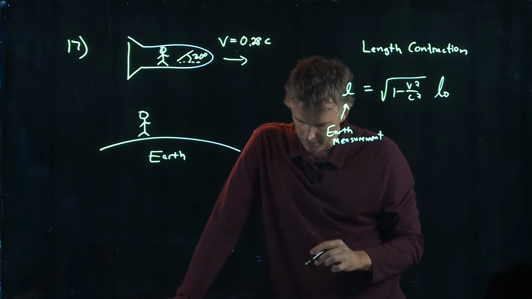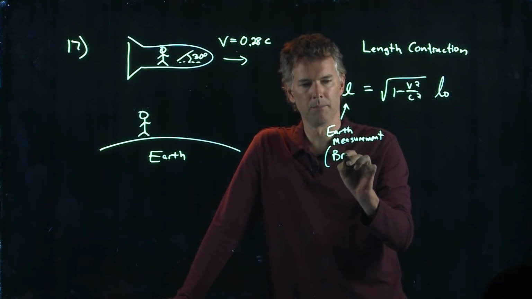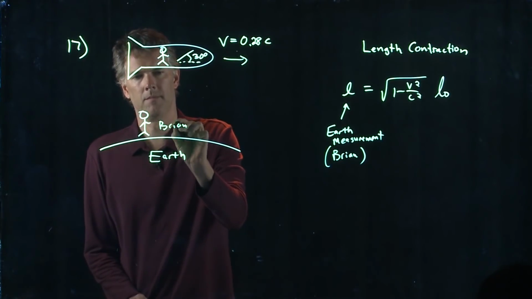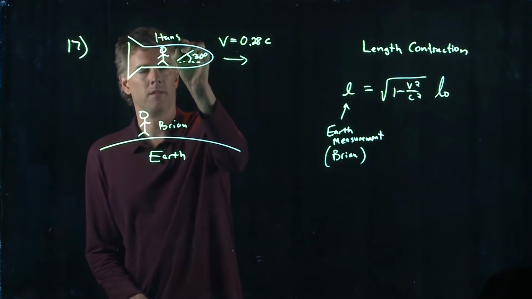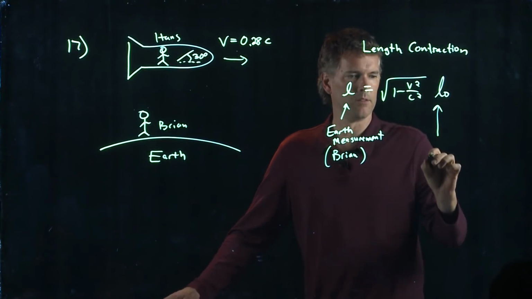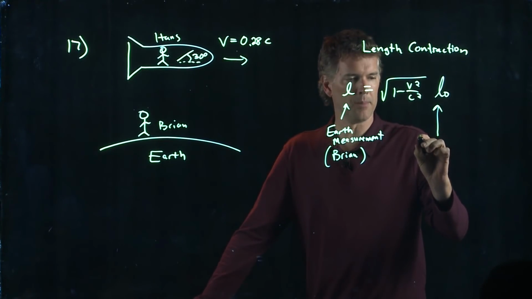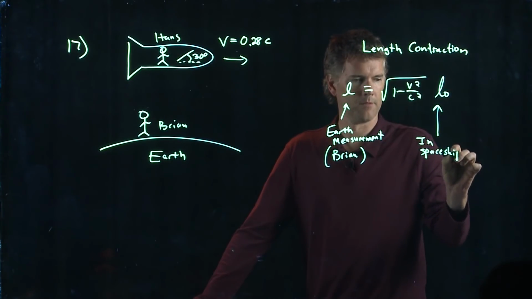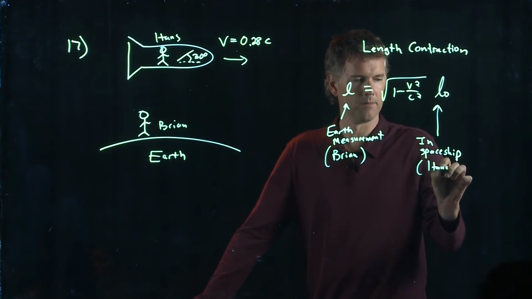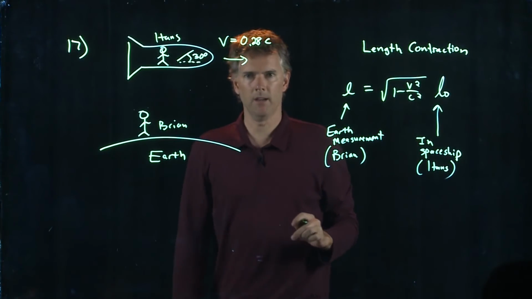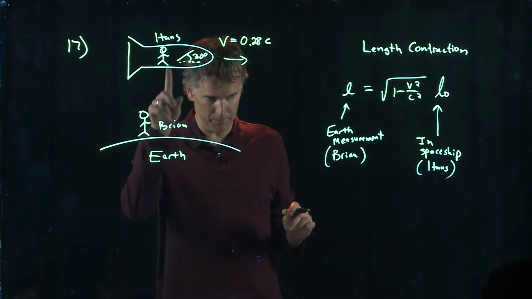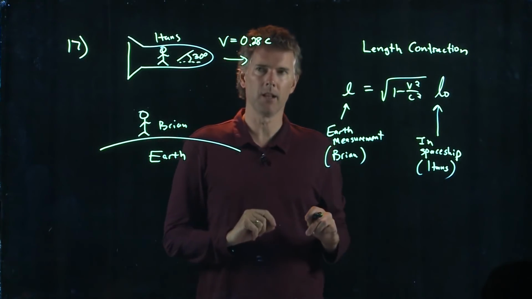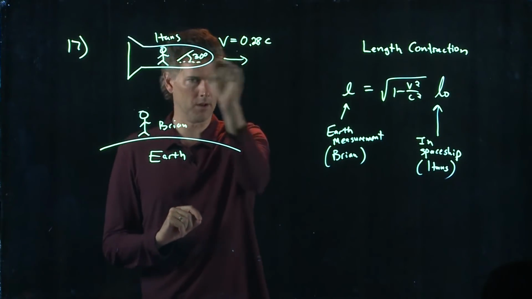Okay, in this case, that would be Brian. Brian's the one that stayed on Earth. L naught is the measurement in the spaceship, so that's measured by Hans. But they're not asking about the length of the pencil. They're asking about the angle that it makes relative to this horizontal axis.